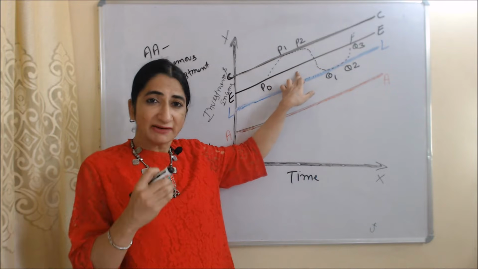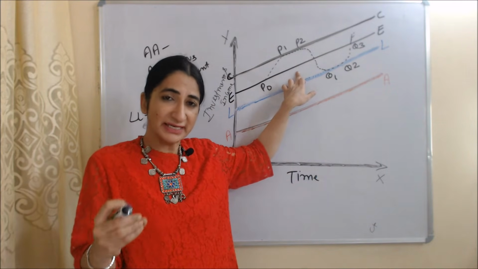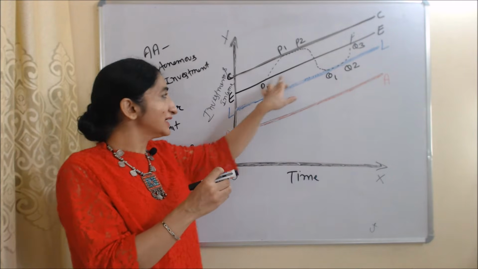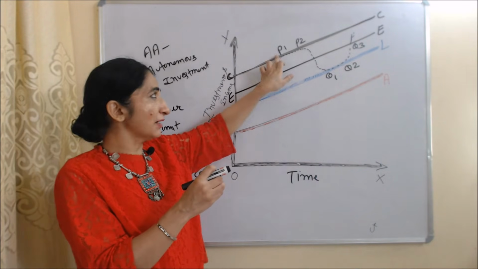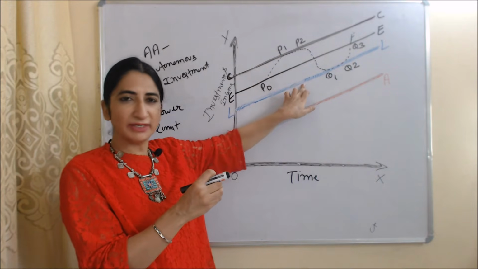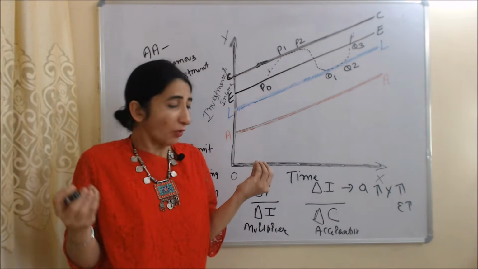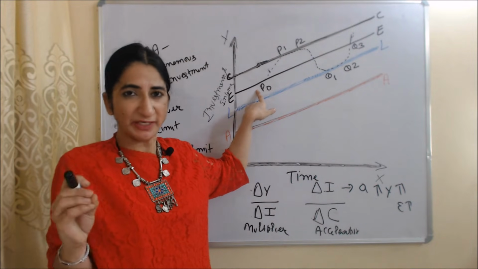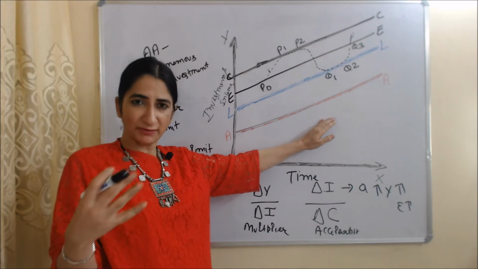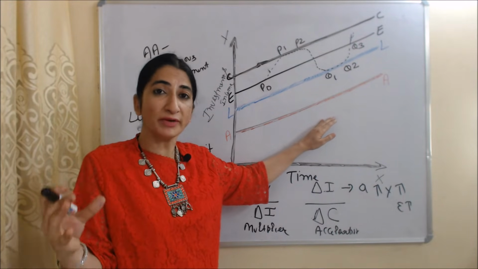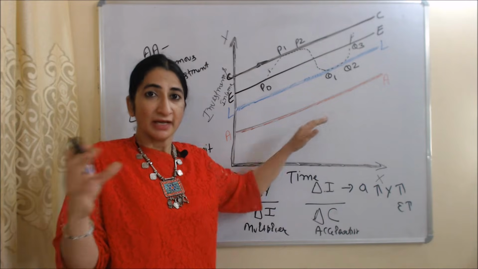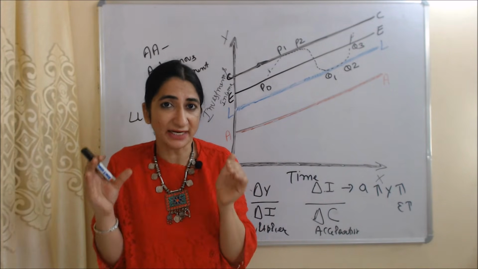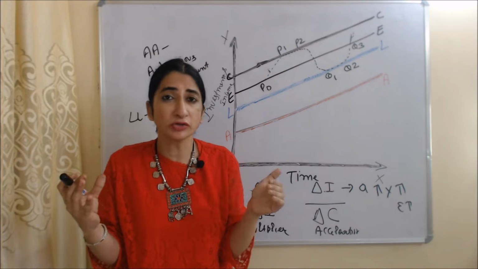E represents equilibrium in the economy. Equilibrium means economic growth is neither too high nor too low. That's why the equilibrium line is between the line of upper limit and the line of lower limit of economic growth. Now suppose we are at P0 point. This point represents equilibrium in the economy. Now government increases investment, or we can say the autonomous investment increases in our economy. As autonomous investment increases, then due to multiplier and accelerator interaction, our economic growth also increases.